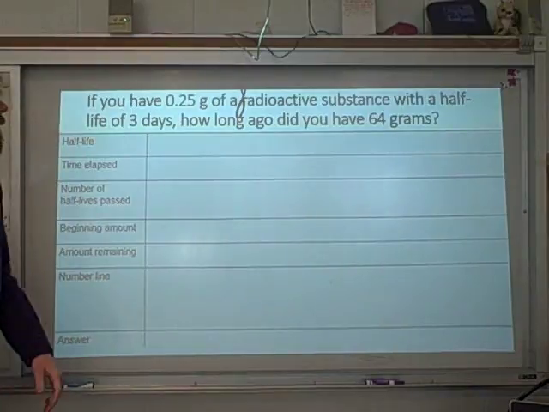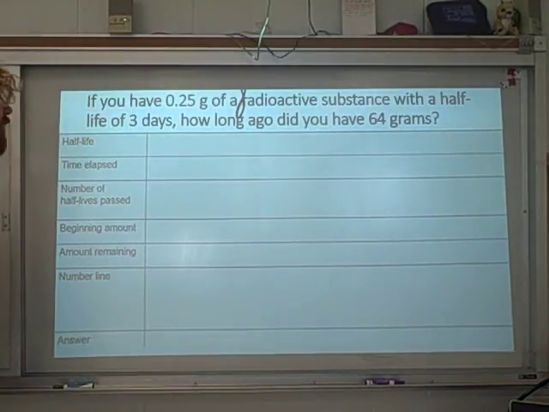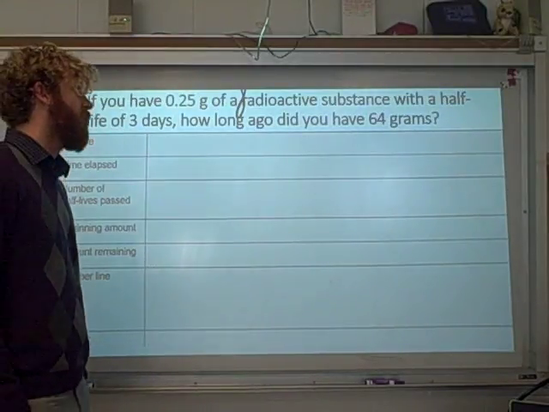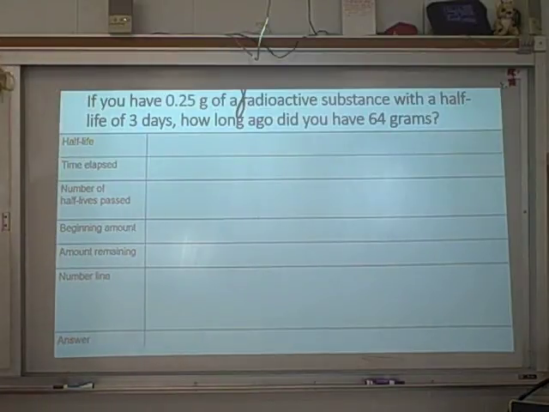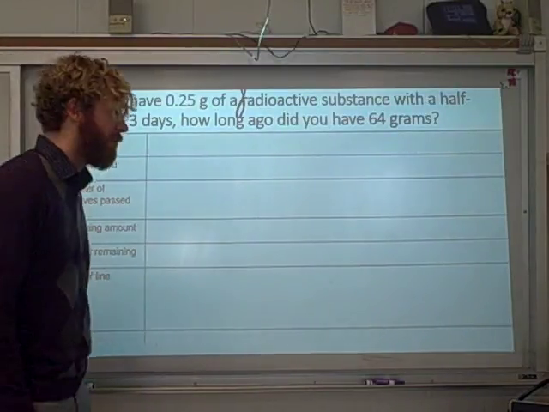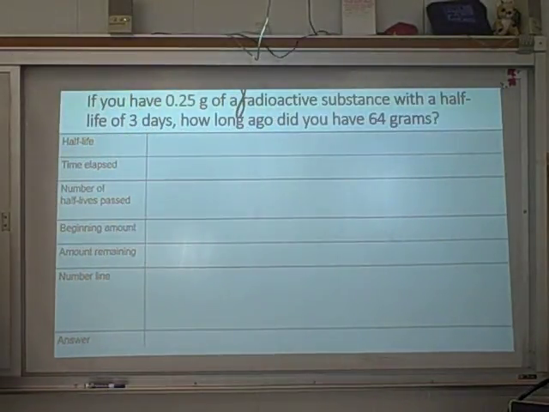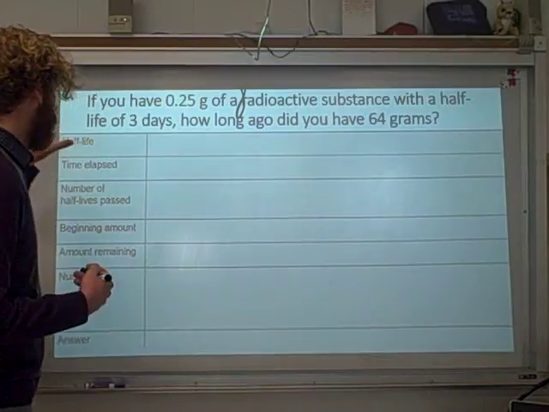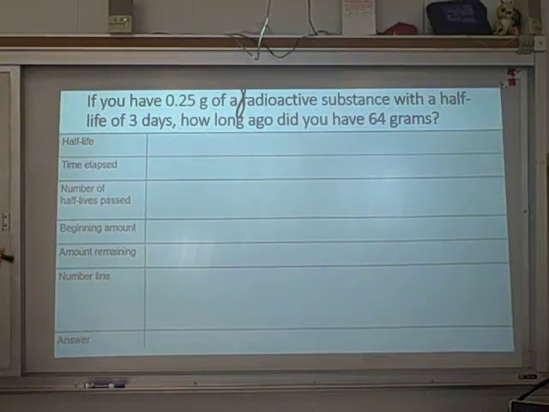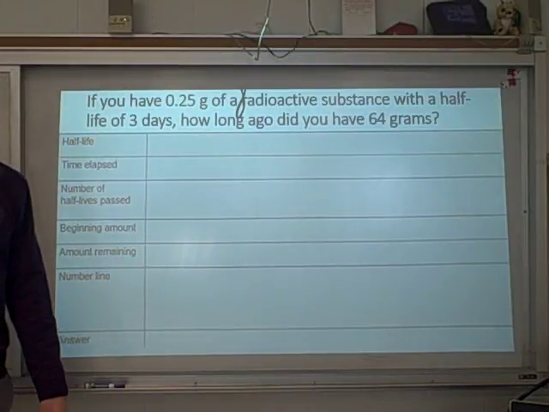The question: if you have 0.25 grams of a radioactive substance with a half-life of 3 days, how long ago did you have 64 grams? The first thing you always want to do is write down what you're given. On test day you will not have this, but you can always make this yourself.